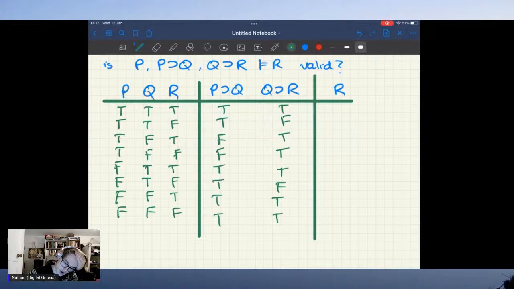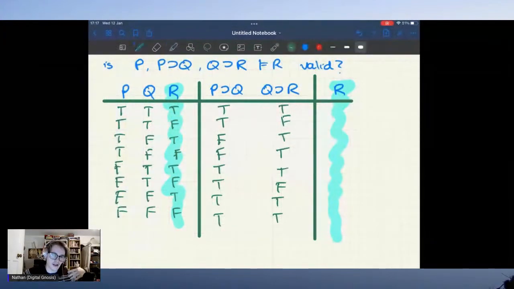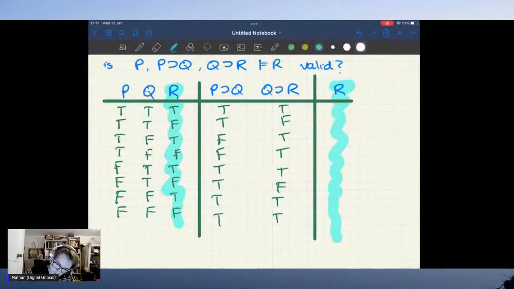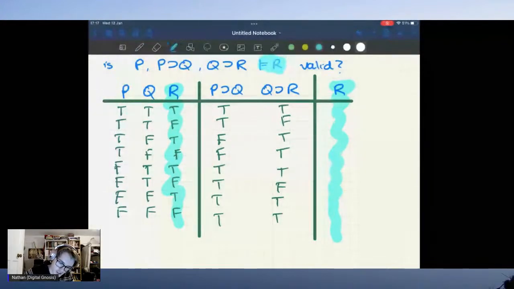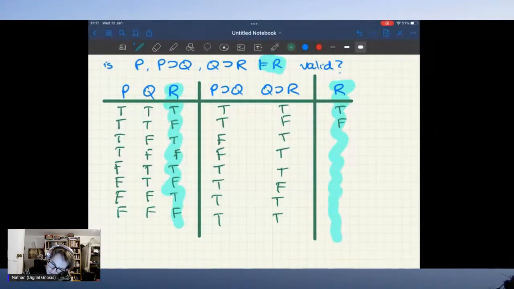Okay, so what is R in each of these? Well, we've already got a column. Our R column is a little bit unnecessary because this is just going to be the same either way. But I'm just going to do it for the sake of trying to make things clear if you're learning for the first time what's going on here. This is our conclusion. So that column just goes true, false, true, false, true, false, true, false.